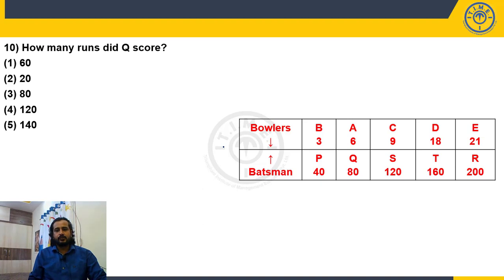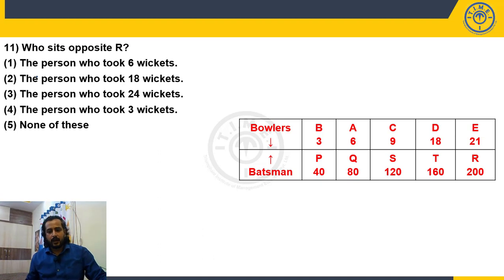How many runs did Q score? Q scored 80 runs. So choice 3. Who sits opposite R? E, the one who took 21 wickets. We don't have any option. So choice 5 is our answer.